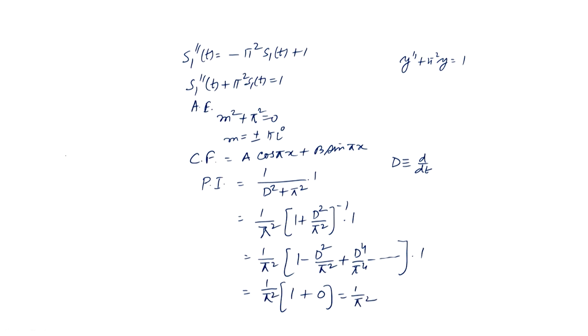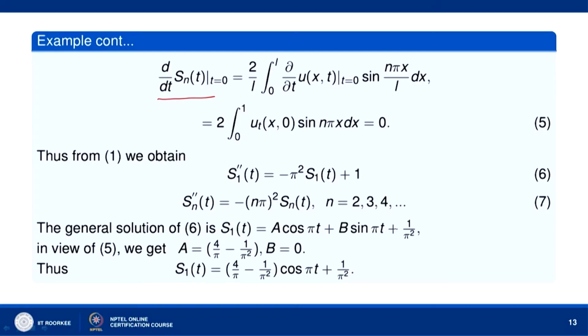So, thus the general solution S1 t will be equal to a cos pi t, this will be t, not x, because we have derivative with respect to t. So, a cos pi t plus b sin pi t plus 1 over pi square. So, we have Sn t equal to S1 t equal to a cos pi t plus b sin pi t plus 1 by pi square.